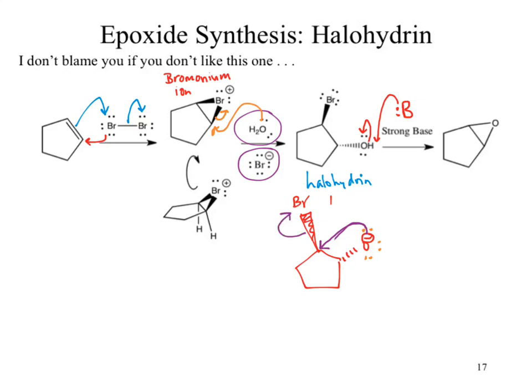Okay. Yes, Thui? We need a lot of water because bromide is a better nucleophile. It would attach instead of the water, in which case we don't have a halohydrin. We'd have the dibromo product. So we have to add in a lot of water to compensate for that. Okay? Questions on this epoxide synthesis?